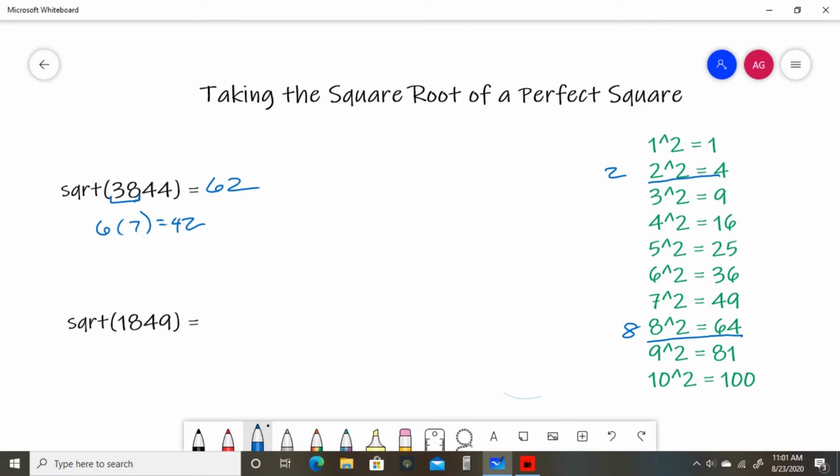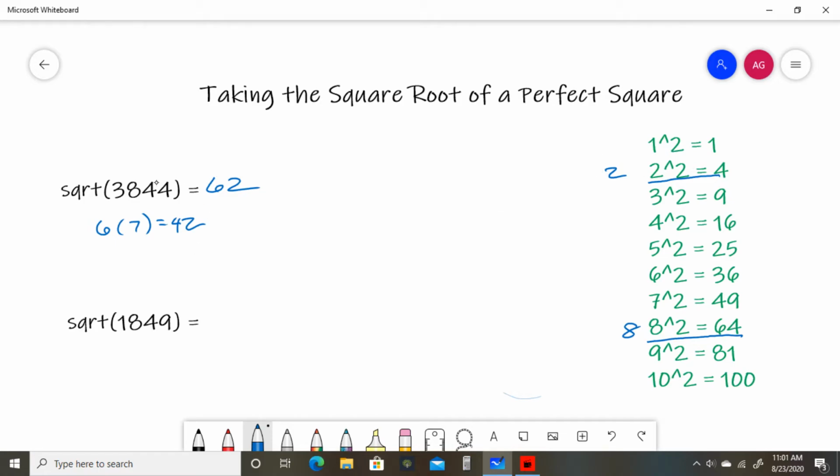Alright, so to recap, first, you want to ignore the two rightmost digits. And so we're only looking at the 38 right now. Then you want to find the largest perfect square that is less than 38, or 36. The square root of 36 is 6, and that's going to give you your tens digit. Next, just look at the ones digit. And we want to find a perfect square of a single-digit number that's going to end in a 4. So the two numbers that work are 2 squared, which is 4, and 8 squared, which is 64.